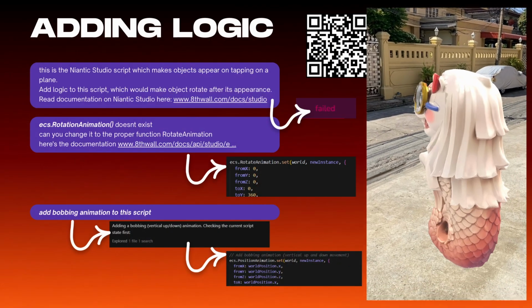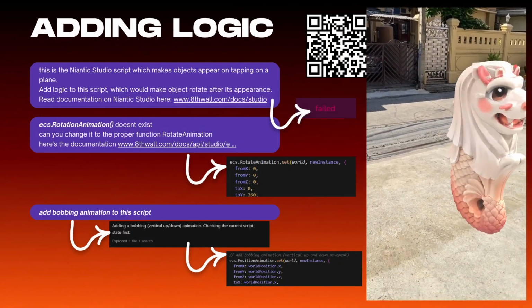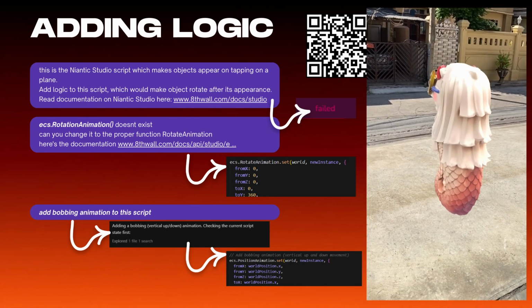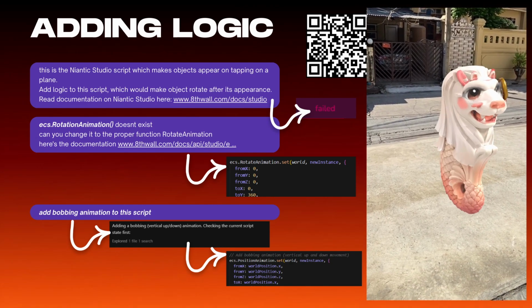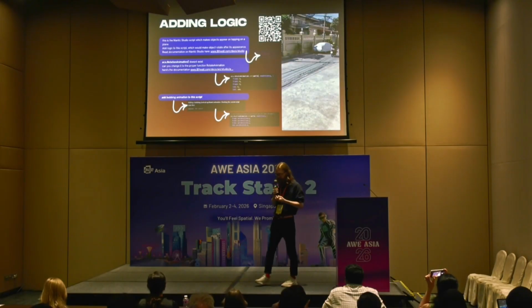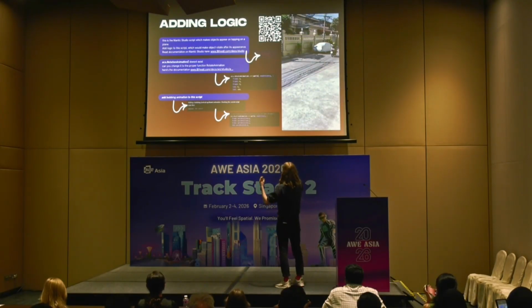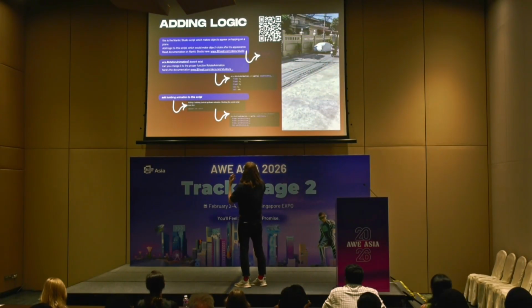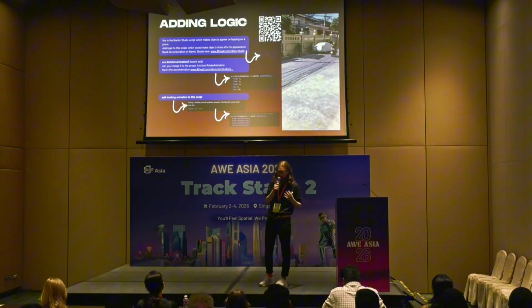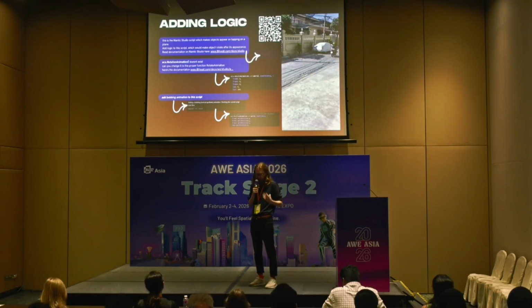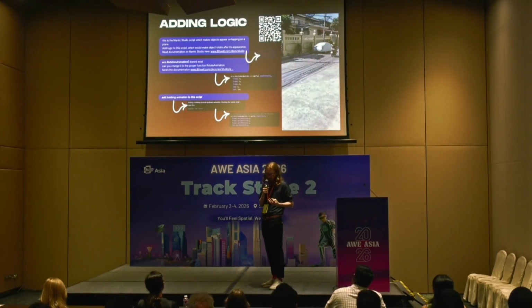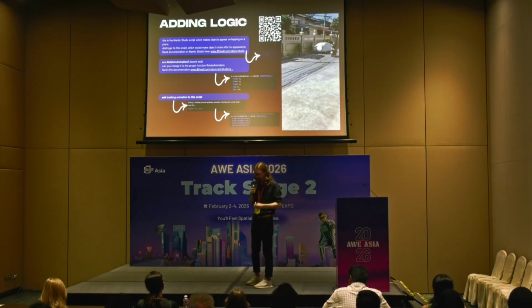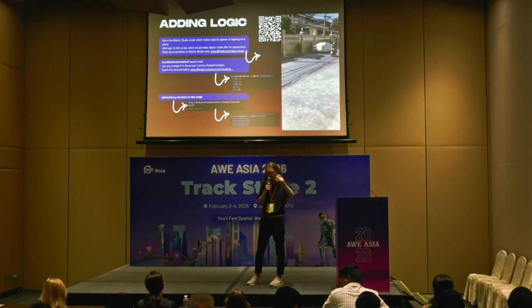The way I went with this, I asked Cursor to do a few extra animations, extra things in the logic. I already took a template and then I said to Cursor, this is a Niantic Studio script, explaining the context where I'm working, which makes an object appear when tapping on the plane. Then, can you add logic to the script which would rotate after appearance, and so on. And Cursor would add blocks of code one by one.